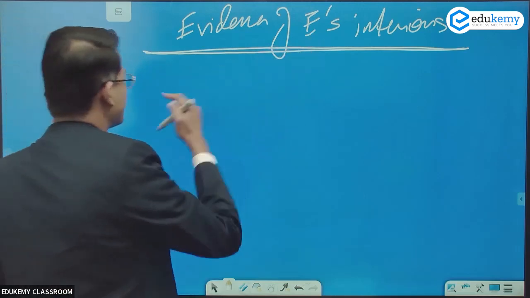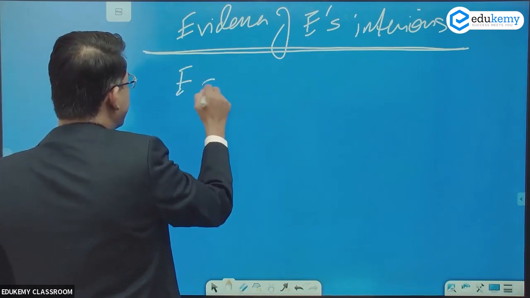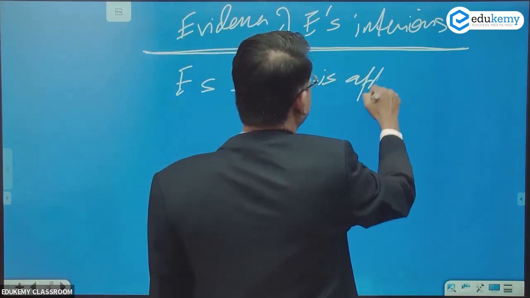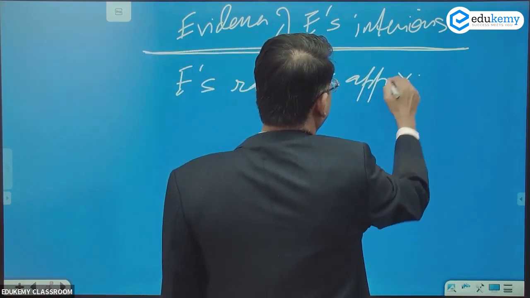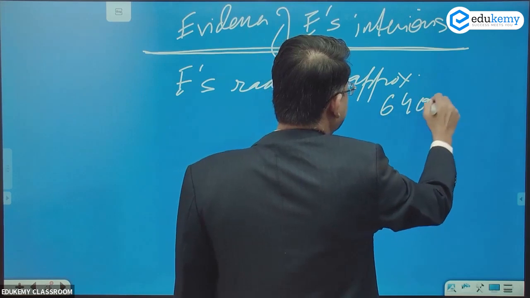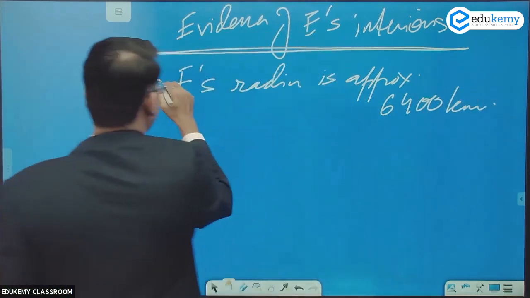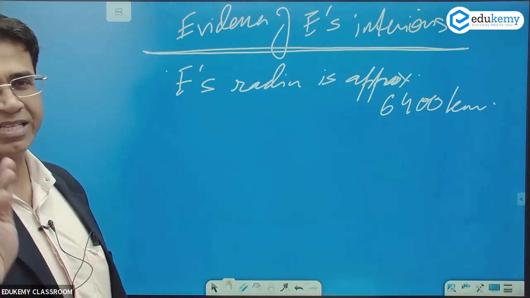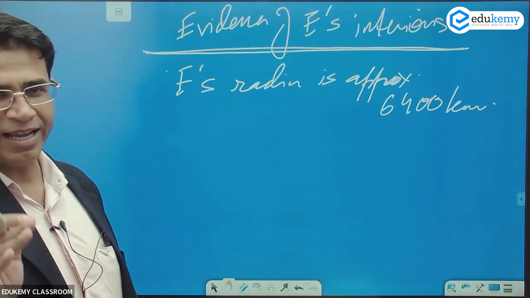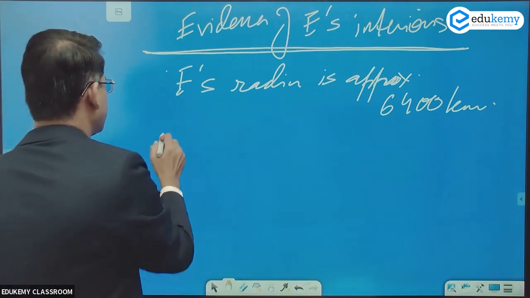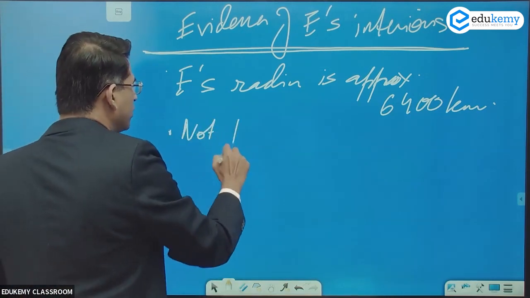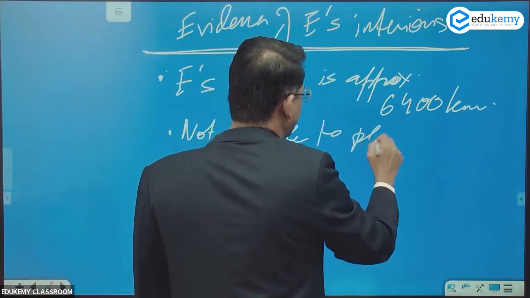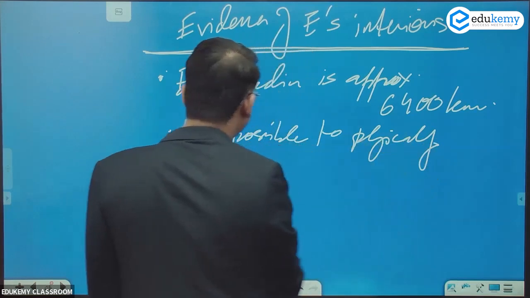Okay, evidences. So Earth's radius is approximately 6,400 kilometers. Earth's radius is approximately 6,400 kilometers. Guys, I'm on. Okay, don't miss out. Kilometers. Not possible to physically reach there.